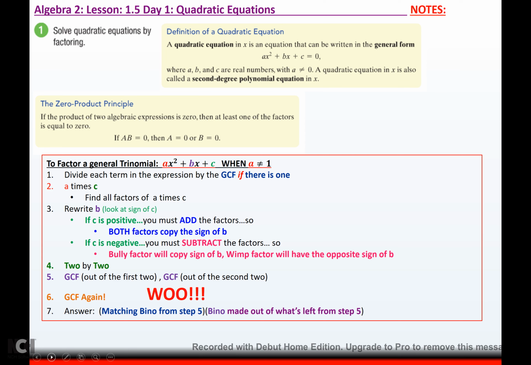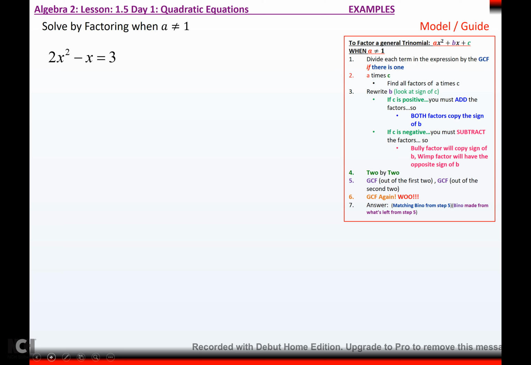Okay, now when a is not 1, you have to do the whole a times c sum. You can't just make 2 binomials and stick x and x and the factors in there. You're going to have to do a times c, find all the factors, rewrite b, 2 by 2, GCF, GCF, GCF again. Woo! Alright, here we go. We still have to get 0 on one side. So I'm going to minus 3. That gives me 2x squared minus x minus 3 equals 0.